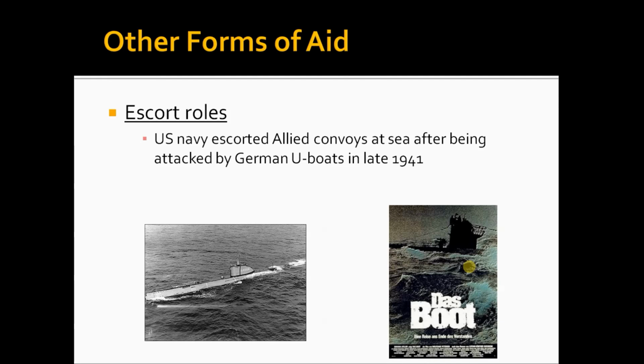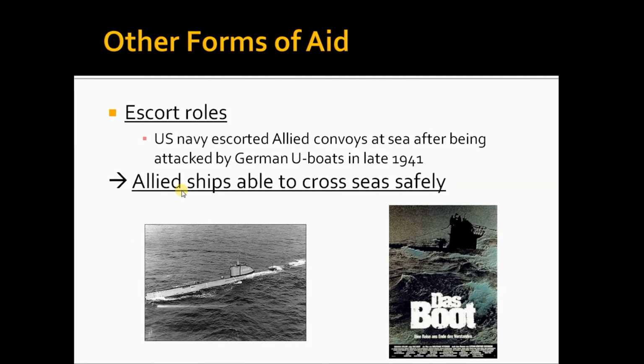Okay, so the US also provided help to the Allies by escorting Allied convoys at sea, after these convoys started to be attacked by German U-boats, or undersea boats. Basically these are submarines like this. And so the US Navy provided support to help prevent these Allied convoys, that means Allied military movements from one place to another at sea, from being attacked.